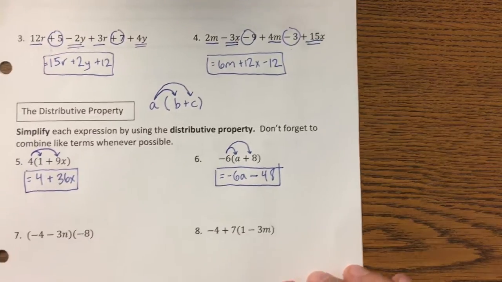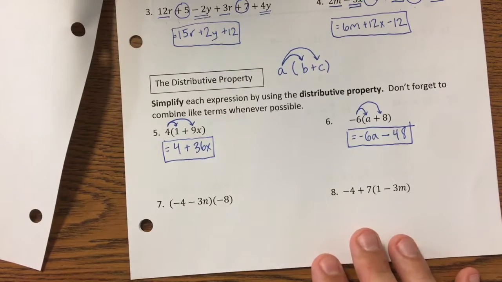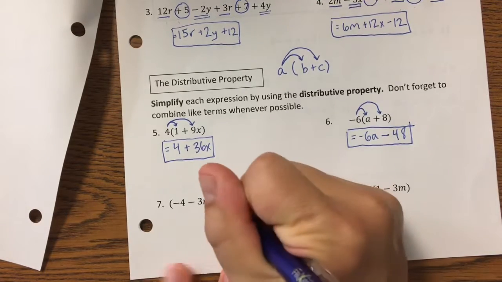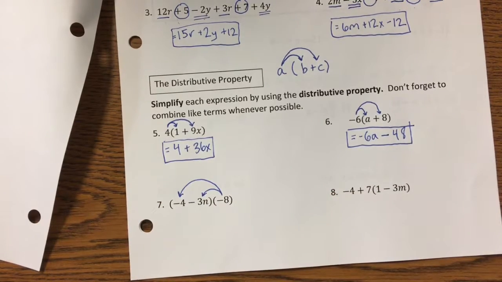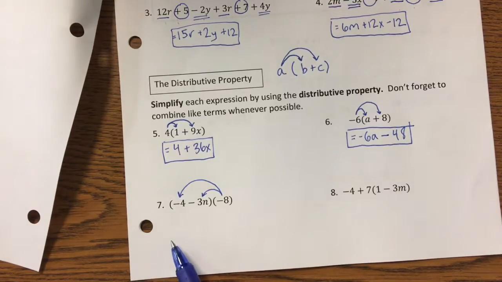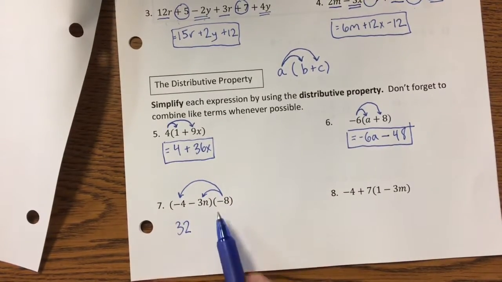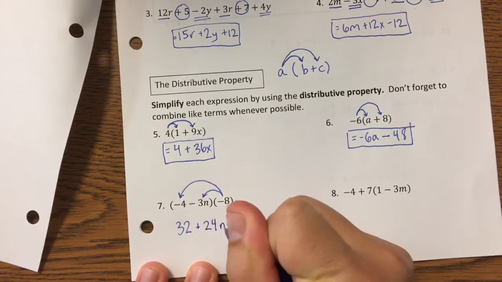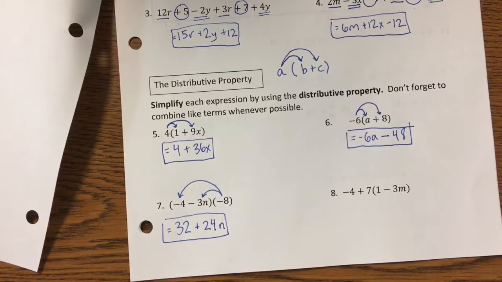You might see a number on the right side. If you look at number 7, this doesn't look exactly like the last two problems because the singular number is on the right side, but you can still use the distributive property. Okay, it's just that you're multiplying sort of backwards. Okay, this negative 8 needs to multiply by both negative 4 and negative 3n. So negative 8 times negative 4 would be positive 32, very good. And then negative 8 times negative 3n would be a positive 24n. Still no like terms here, so we don't have to worry about combining anything.